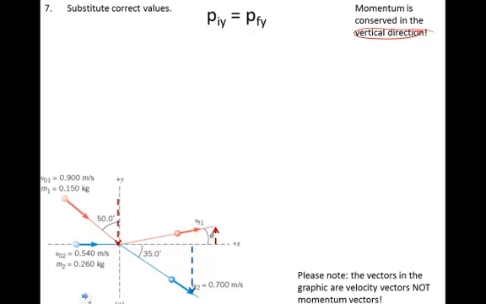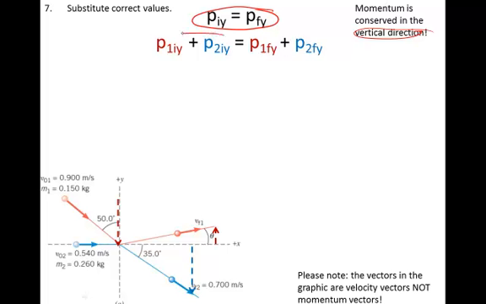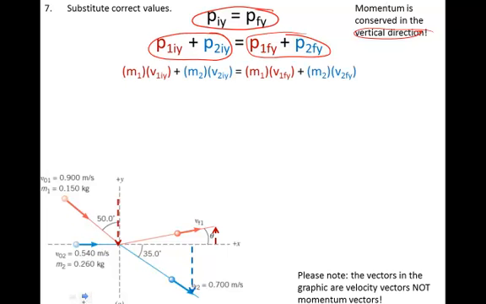So once again, we have to state the momentum equation in the vertical. Then plug in each individual momenta for each object. So this is telling us that the momentum should be the same. The total momentum should be the same before and after. And this is telling us that the momentum in the vertical before the collision should equal the momentum in the vertical after the collision. Then we plug in each individual value in the vertical.